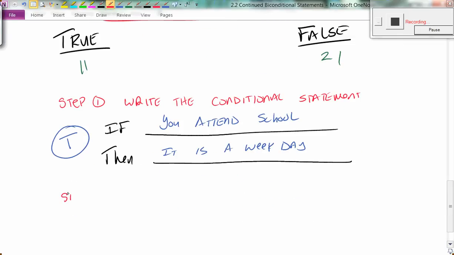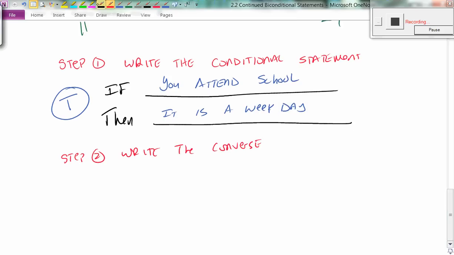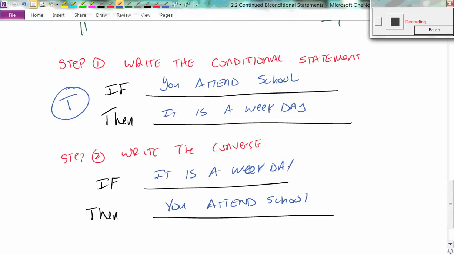Step 2. Write the converse. And of course the converse is: if some stuff, then. Okay, I got this as the converse. Did you get this? If it is a weekday, then you attend school. Yeah. Is that what you got? Yeah. Okay, ladies and gentlemen, now we have to make a decision as a group. Is this statement true or false?